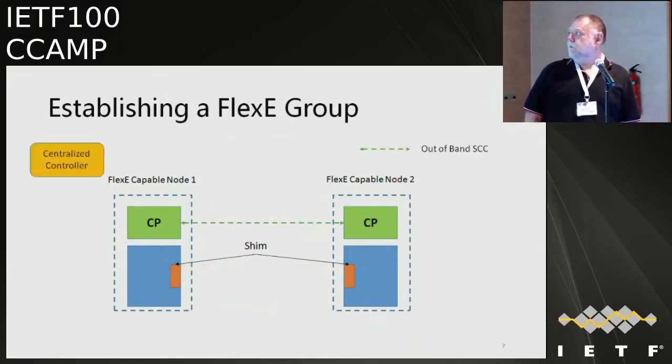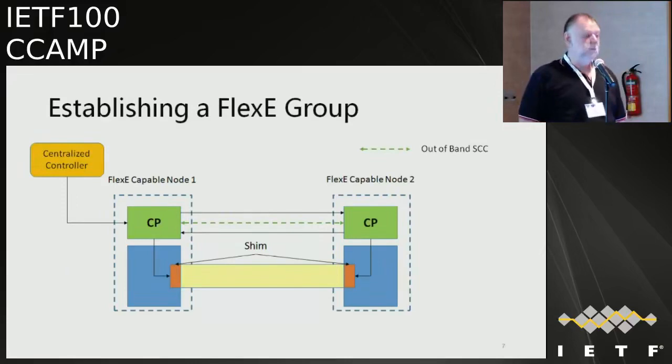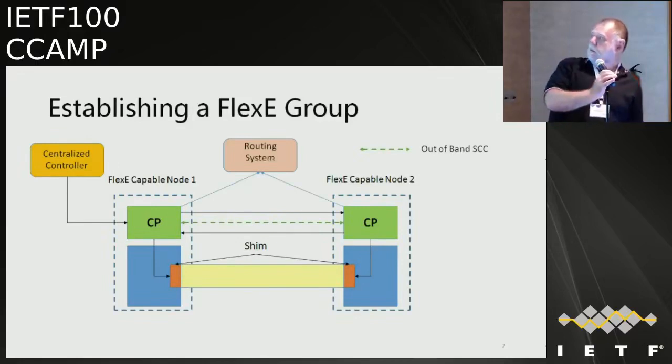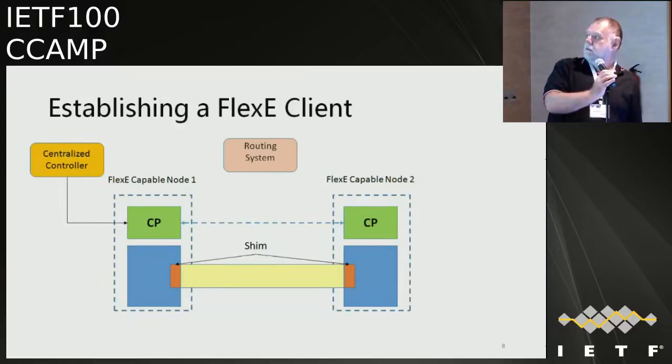So we could also establish the Flexi group from the control plane. And the trick here is that I thought, when I did the slides, that I needed the out-of-band channel. Chile and Rada taught me that no, I don't really need that. I can use the signaling channel on the PHY. As soon as the PHY is connected, there is a signaling channel that I can use. So, click one more. The routing system, is that right? Yeah. Okay, go on.